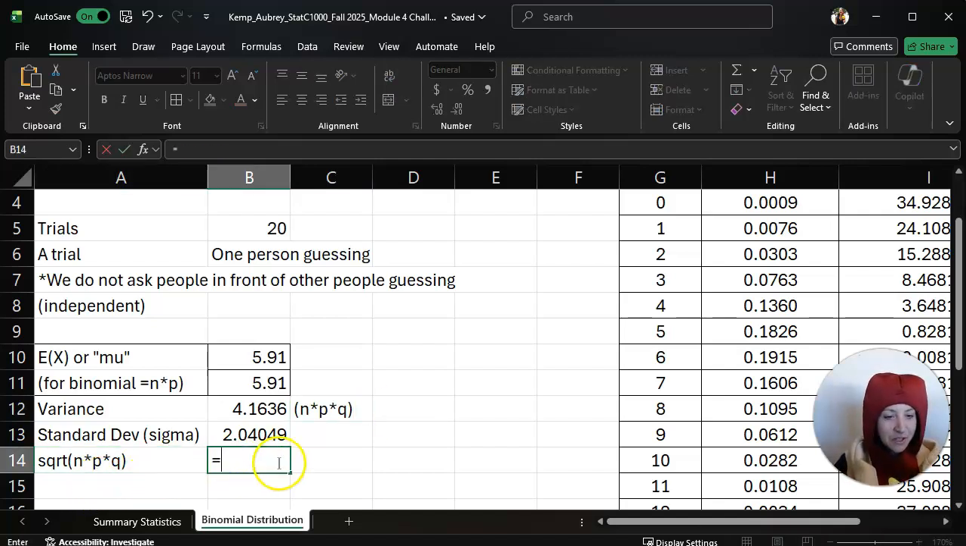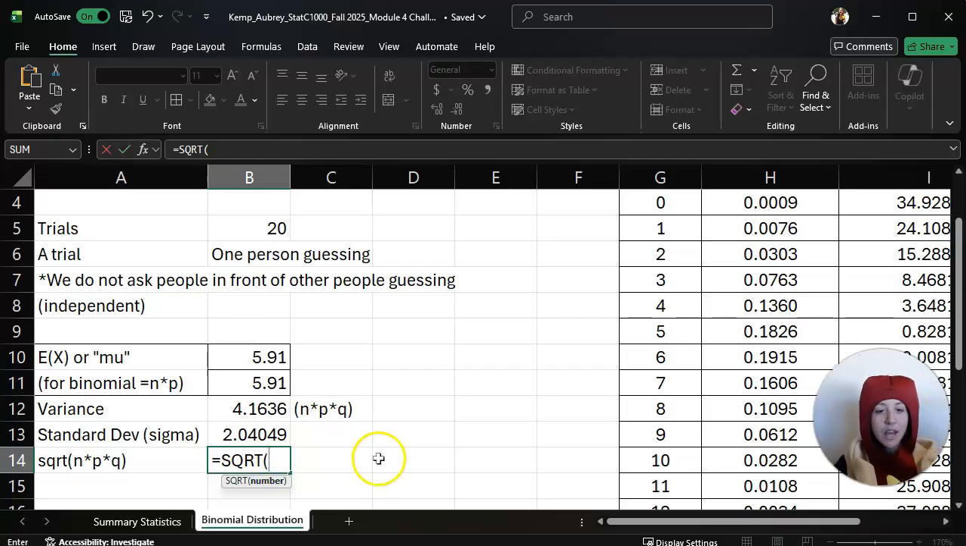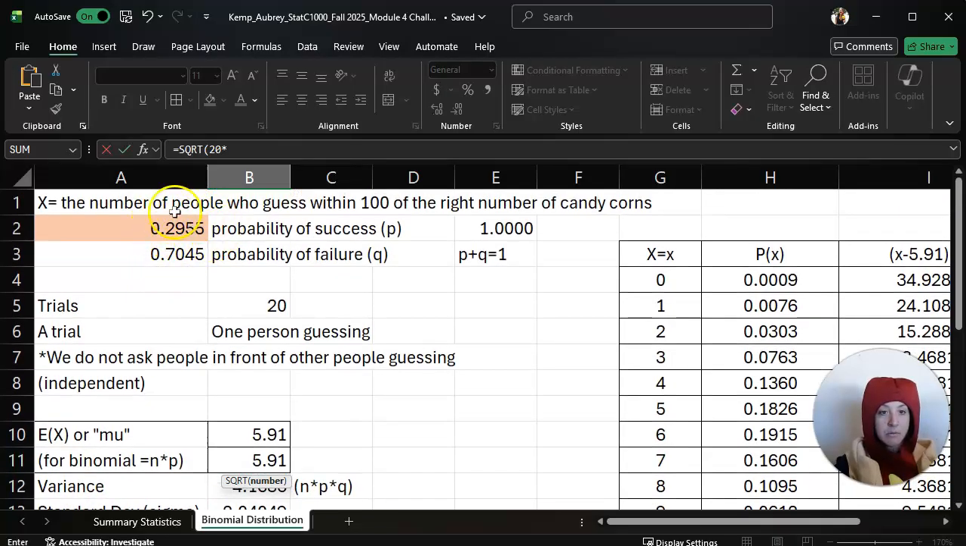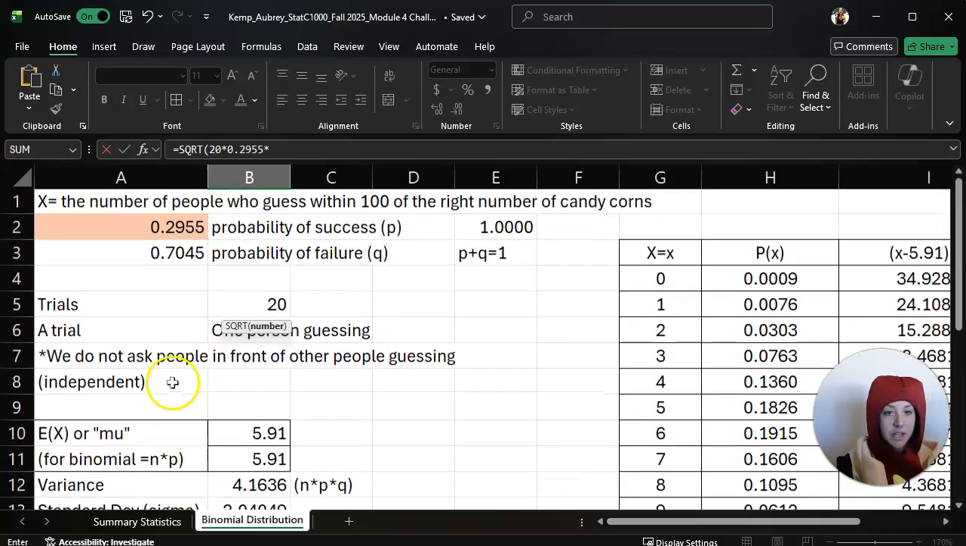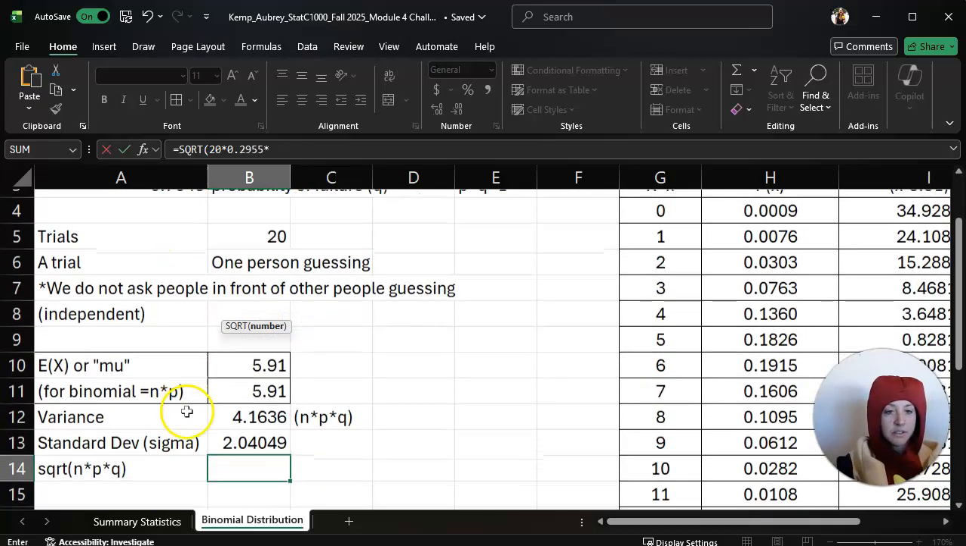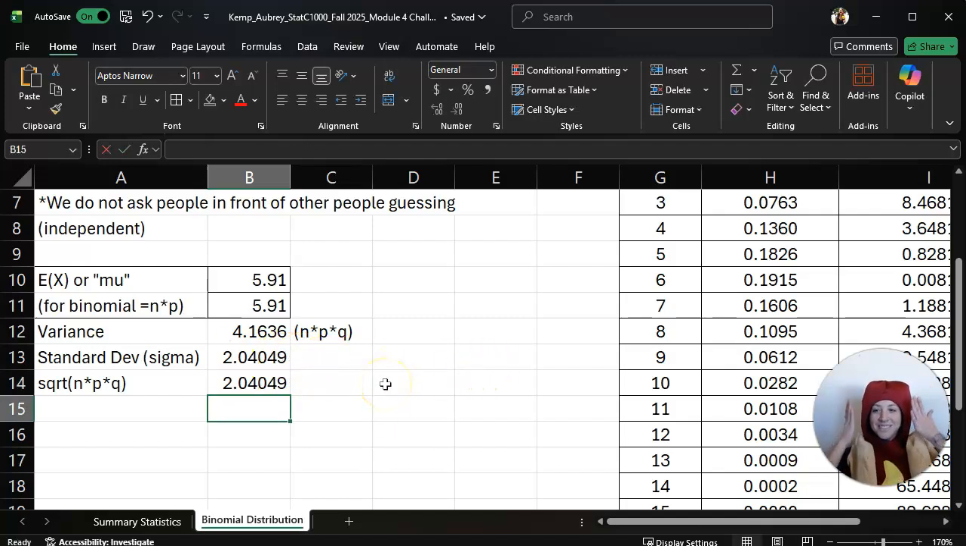Okay, so if we do this here, we will type equals square root. n is 20. We had 20 trials. Times p, our probability of success, is 0.2955. And then our probability of failure, we're using 0.7045. Okay, and when we hit enter, we should get the same number. Ta-da! Math makes sense. It's awesome.